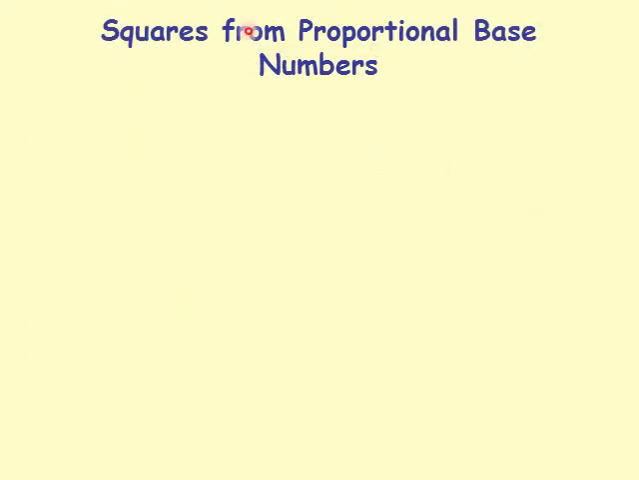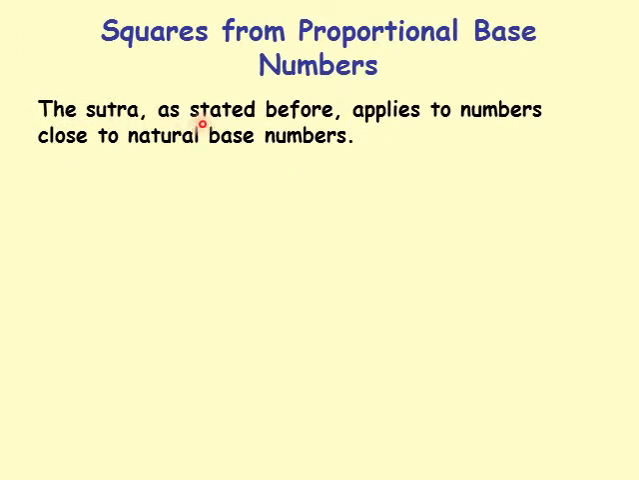To square up, now we are going to do proportional based numbers. We were so far using 1000 and 100 as a base, which are natural based numbers. Now we will consider some proportional based numbers. The sutra we stated before applies to numbers close to natural based numbers. Natural based numbers are 1, 10, 100, 1000, and on the fractional side 0.1, 0.01, etc.